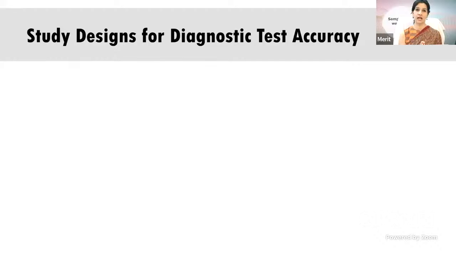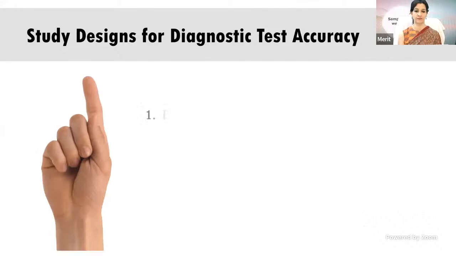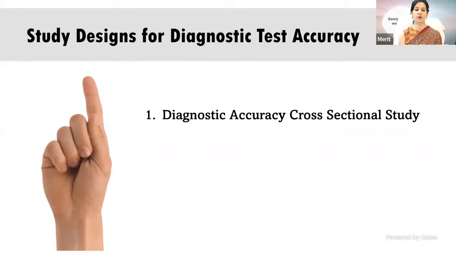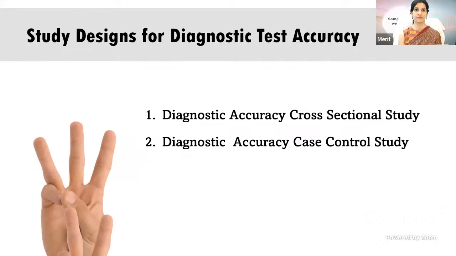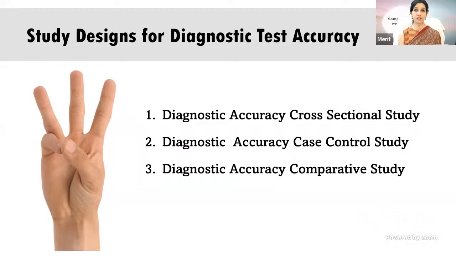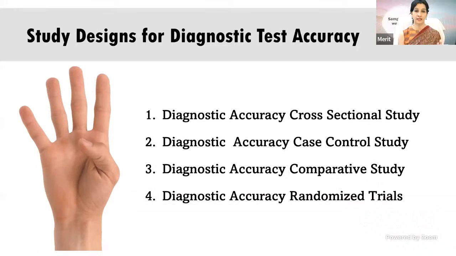So now there are a few study designs which are recommended whenever we plan a diagnostic test accuracy study. The first and most commonly used is the cross-sectional study, which is known as the diagnostic accuracy cross-sectional study. The second is a diagnostic accuracy case control study. The third type is a diagnostic accuracy comparative study. And the fourth and the most robust is the diagnostic testing accuracy randomized trial.